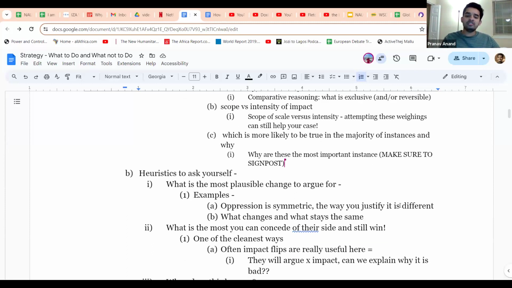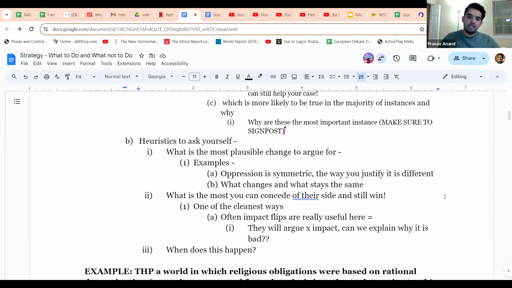Okay, a couple of just helpful heuristics to ask yourself. They don't apply in every debate, and you need to know when they apply. My general way of figuring out when they apply is I would just have a post-it note with each one written down, and then it would be like a checklist, and that can sometimes help. So one, what is the most plausible change to argue for, right?